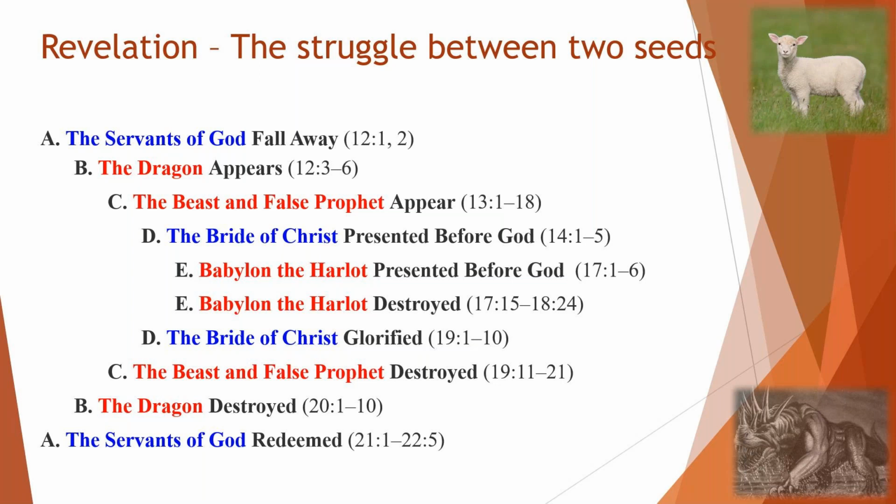7 seals, trumpets, and vials. But just to illustrate the theme, that it's a struggle between... the Revelation is providing us a thematic view of the struggle between the serpent and the lamb, the serpent and the people of God. And that's revealed in structure.